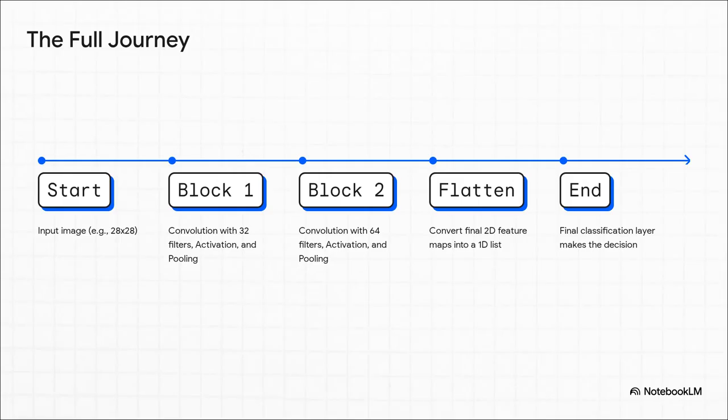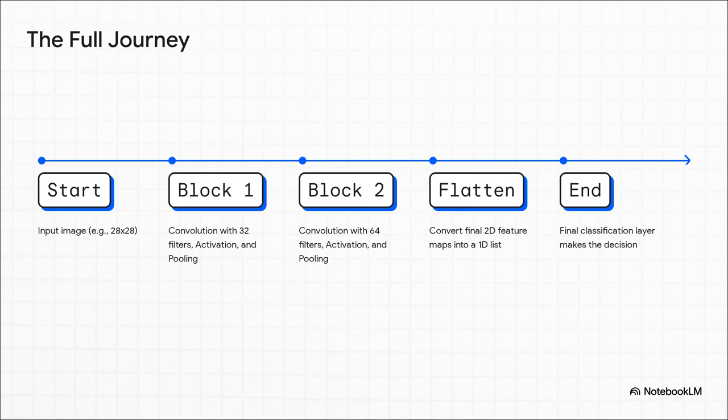All right, let's trace the entire path from start to finish. We begin with our image. It hits the first CNN block, where maybe 32 filters are looking for really simple things, basic edges, curves. Then, the output of that goes into a second block, this time with 64 filters, which start combining those simple lines into more complex shapes. You know, things that might be an eye or an ear.